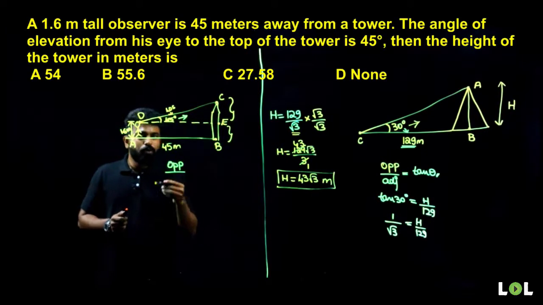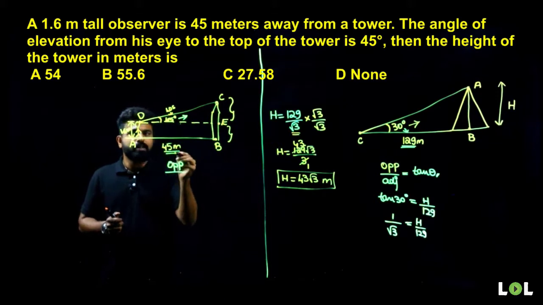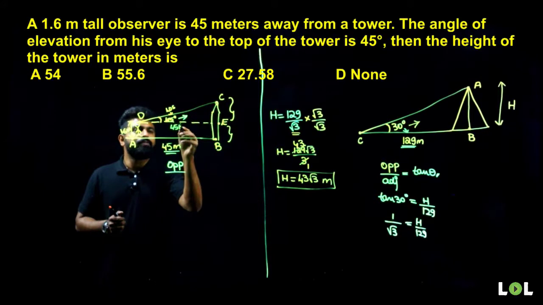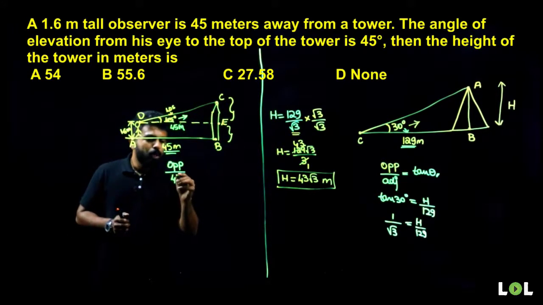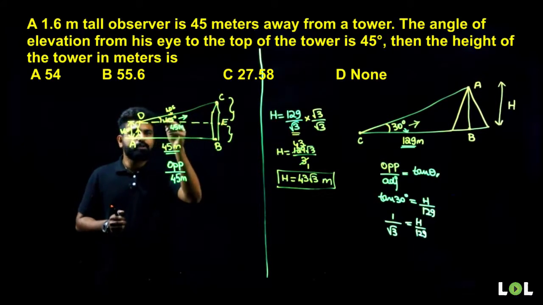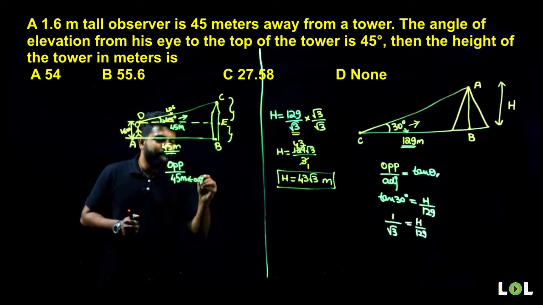Now what else do we know from the question? We know that adjacent side, this is 45 meters. Because we have drawn a straight line here, this will also be 45 meters. So this will be 45 meters. That is nothing but, what is 45 meters with respect to 45 degrees? Adjacent side. So I can also write this as adjacent side.